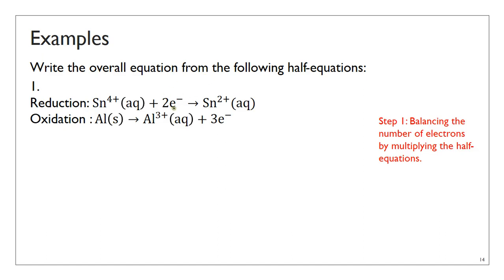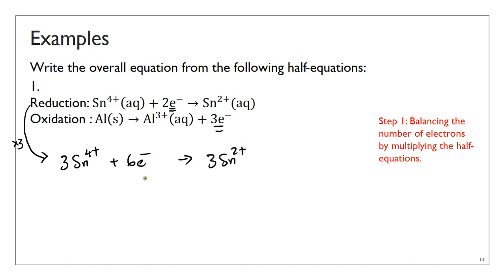And you can see that the number of electrons are not balanced. There are 2 electrons in the reduction and 3 in the oxidation. So in order to balance the number of electrons, you're going to need to multiply the half equations until you get the lowest common multiple of 2 and 3, which is 6. So what I'm going to do is I'm going to multiply the reduction by 3. So I'm going to get 3 Sn4+ plus 6 electrons going to 3 Sn2+. So multiply the coefficient of everything by 3.